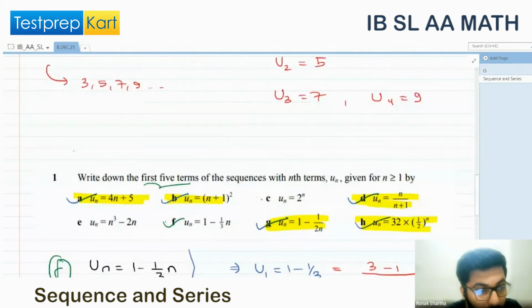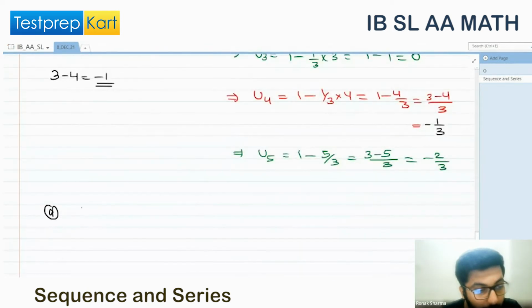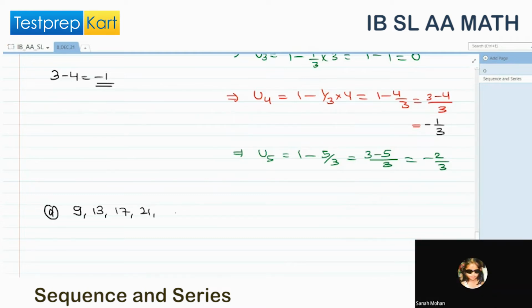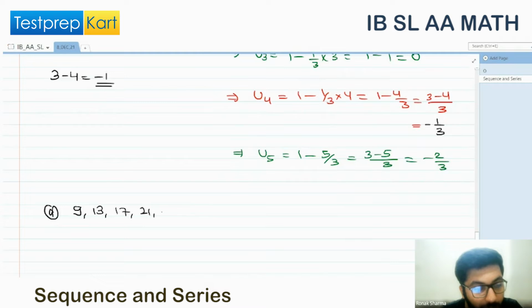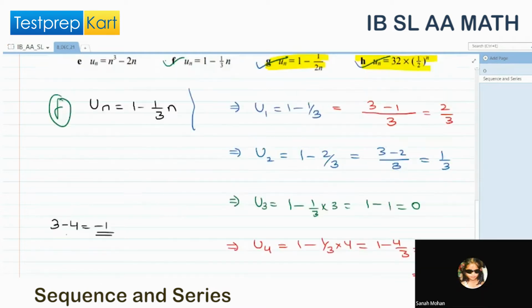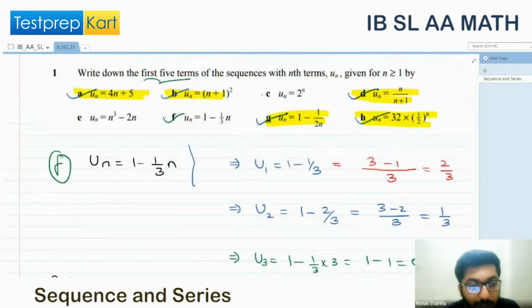A part we have, yes. So first one will be 9, right? Then 13, then 17, so, then 4 into 4, 16 plus 5, 21. Then 4 into 5, 20 plus 5, 25. Come on. Last four parts, I'll give you 4 minutes.